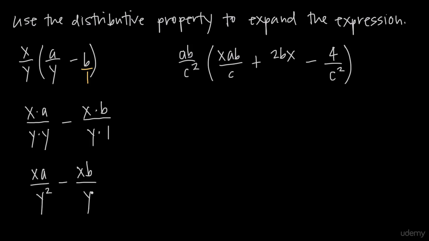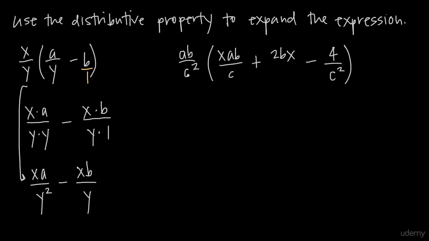Now, as you practice more and more of these problems, you'll likely be able to skip this second step here and go straight from your first step to this step here and do this in your head: xa over y squared minus xb over y, skipping the second step. But I wanted to show you what we were doing before we simplified to this final answer. So let's take a look at a second example here.